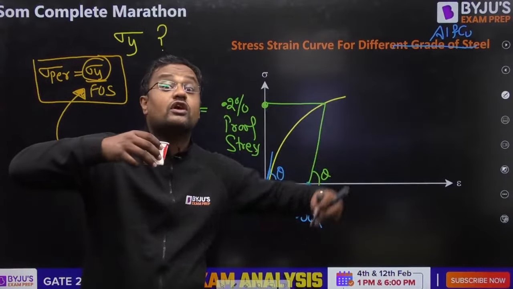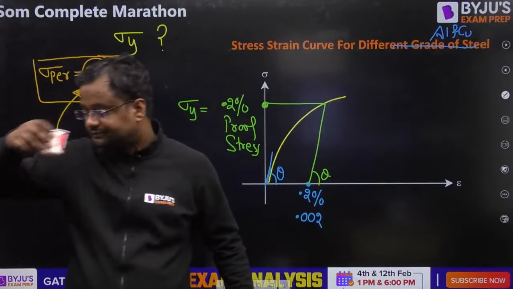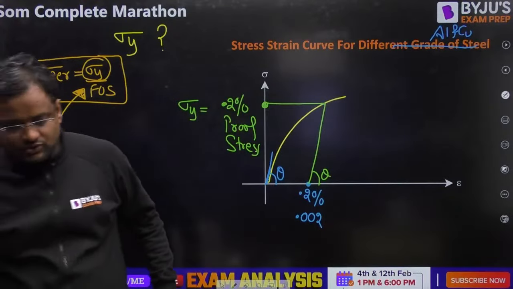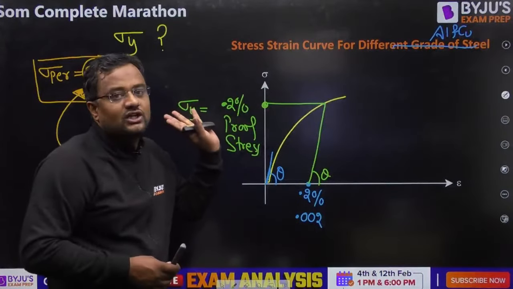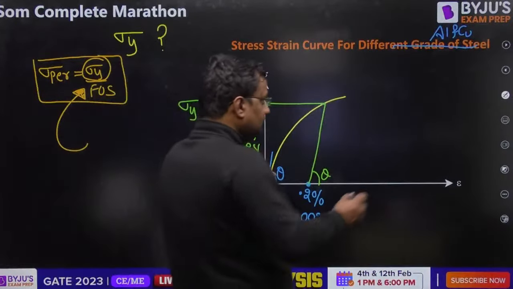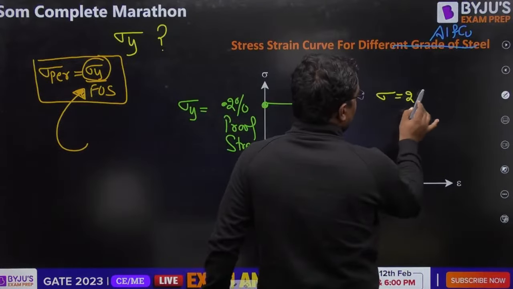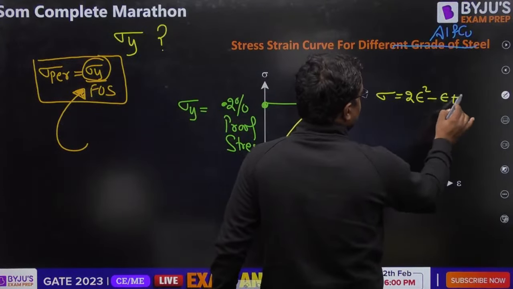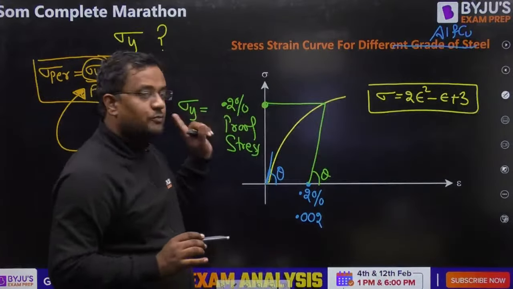And if the hardest question is coming from here, what can it be? They might be giving you the equation of this yellow line. Sigma is 2 epsilon square minus epsilon plus 3, something like this. And they are asking what is the 0.2% strain.